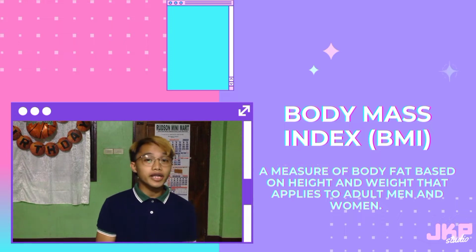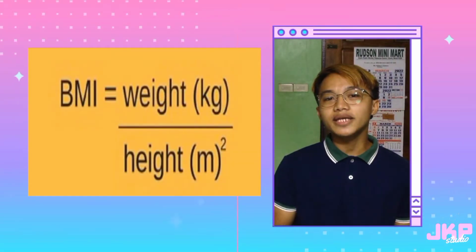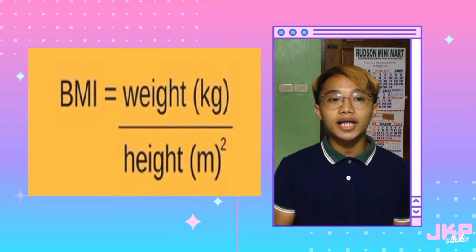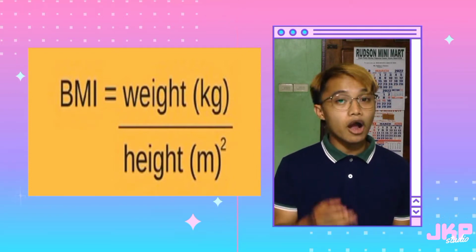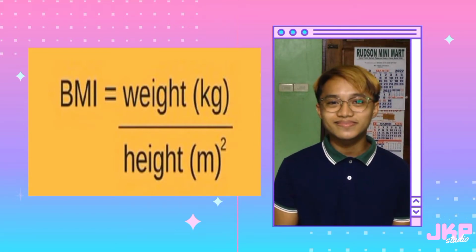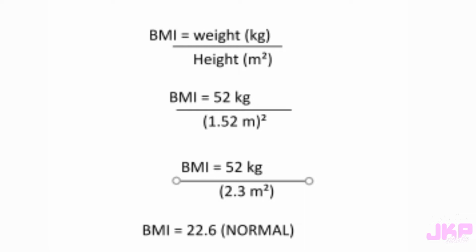In order to know your body composition, we need to calculate our body mass index. But what is body mass index, by the way? Body mass index, or BMI, is a measure of body fat based on height and weight that applies to adult men and women. In calculating the BMI, we need to measure our height and weight. For the formula, we have to get our weight in kilograms divided by our height in meters squared. At this juncture, we will calculate my BMI.